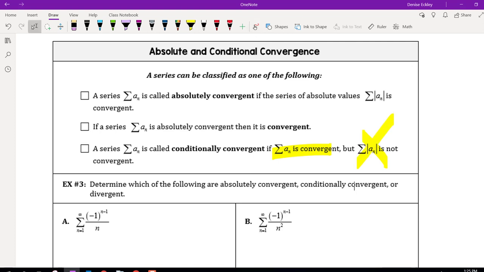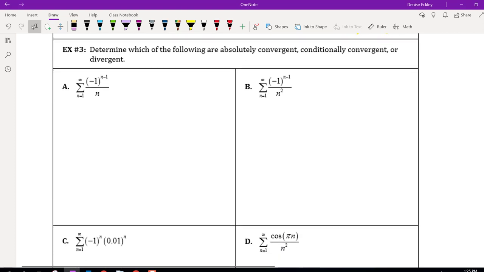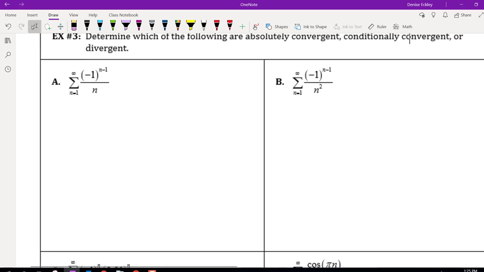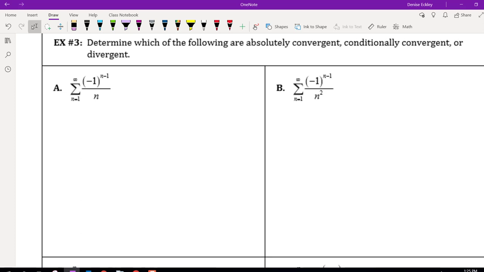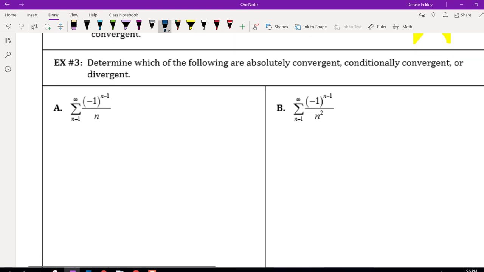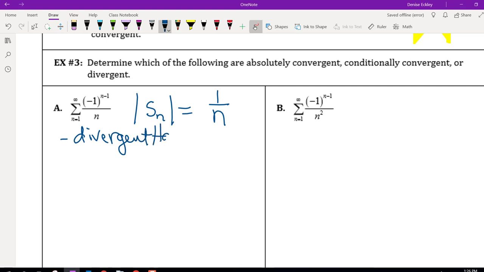So I'm going to show you how that works. The first example is an example of a conditionally convergent series. So here's what we know for letter A. We're going to take the absolute value of our S sub n, and that's going to equal 1 over n. And we know that this is a divergent harmonic series. We've used that a lot. We know 1 over n is divergent. But here's what we do know, though.